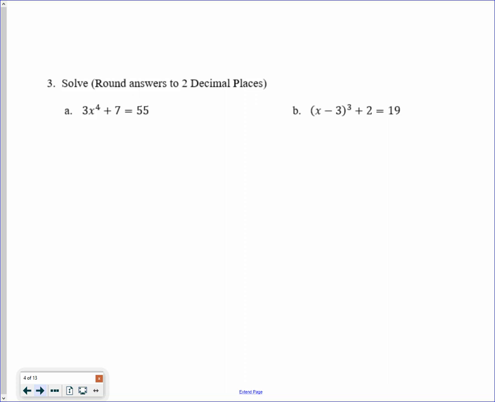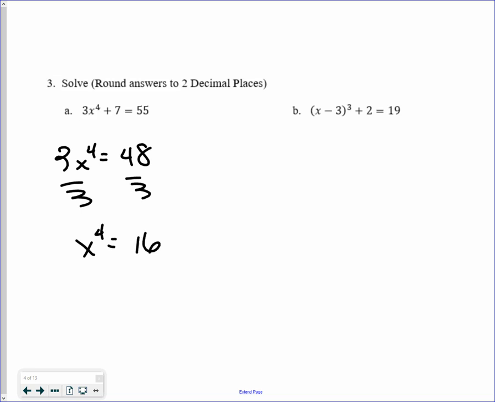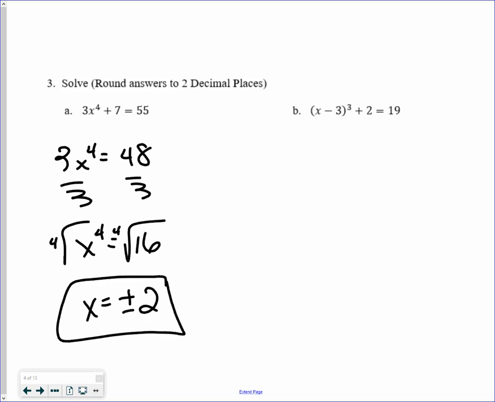This next section is all about solving. You want to isolate the x. So I have x to the 4th equals 16. Now I'm going to take the 4th root of both sides. Anytime you take the 4th root of both sides, you always get a plus or a minus, and the 4th root of 16 comes out nice and even, so we get plus or minus 2.